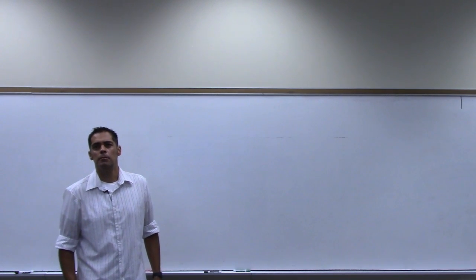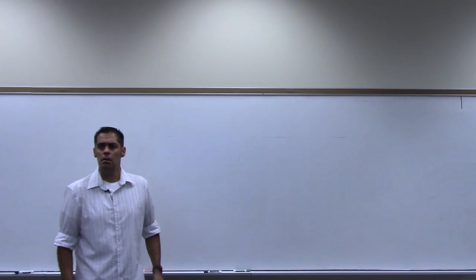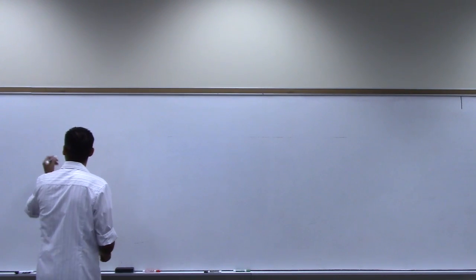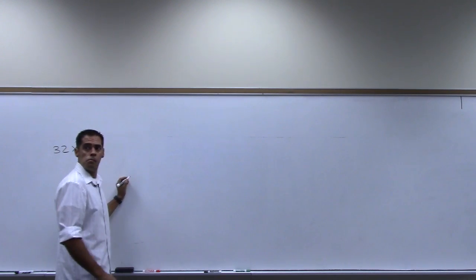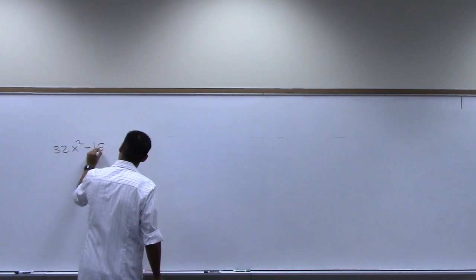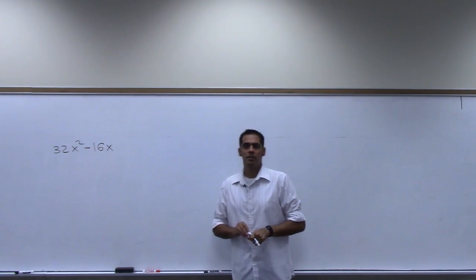I think on number 6, part C of 18, on the solutions, I think you had the wrong answer. Well, they're not my solutions, so it may be. This one right here? Okay, so let's see. We have 32x squared minus 16x, and you're asked to factor out the GCF.